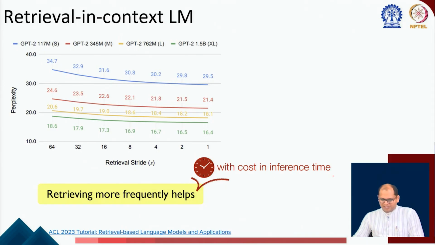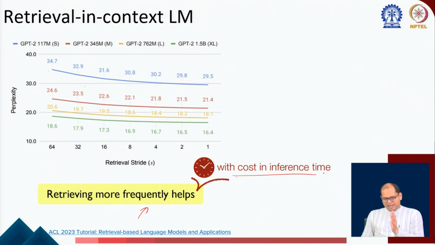And what they found in this paper is that if you do retrieval more frequently, it always helps. So, perplexity is always improving if you go from retrieval stride 64 to 32 to 1. 1 means every token you are retrieving, and that is the best. But it also comes with a cost, because retrieval has a cost. If you retrieve at every step, you will also have a cost associated at inference time. So, there is always a trade off.